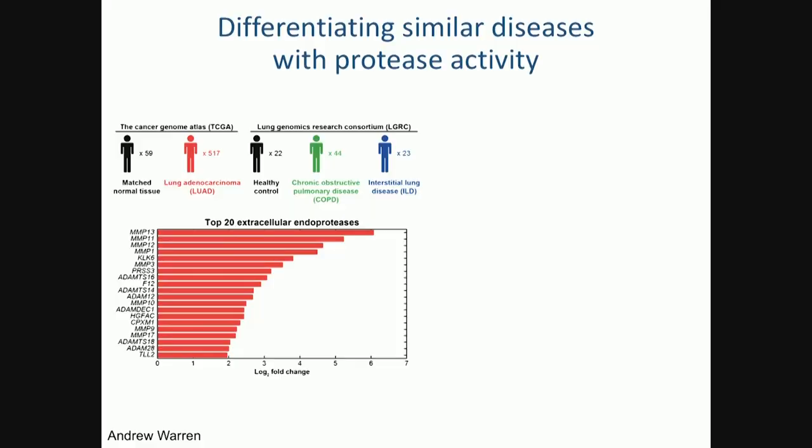So this is not quite an early detection experiment, but it's a question about whether you can stratify this disease versus the other pulmonary diseases that might look similar on a scan. So in order to do that, we went to the publicly available genomics databases and asked, are there different proteases in these different diseases? And in fact, you can look in the TCGA, the Cancer Genome Atlas, and you can just pull out the top 20 or so proteases that are involved with lung cancer.